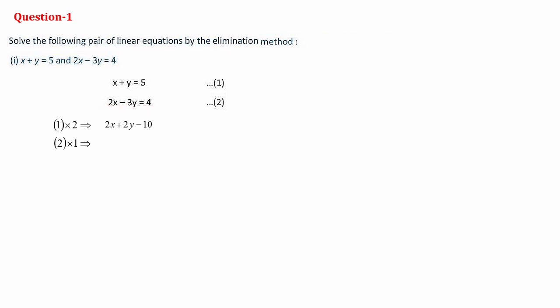That is, 2 into 1 is 2, 2x, again here 3 into 1 is 3, that is 3y, 4 into 1 is 4. So it will come the same, that is 2x minus 3y is equal to 4. So we have got two equations, label them as equation number 3 and 4. Now when you check equations 3 and 4, the variable x has the same coefficient. Here is 2x, here also 2x.